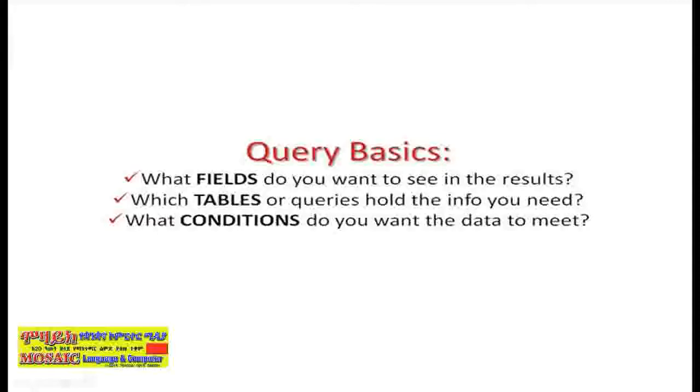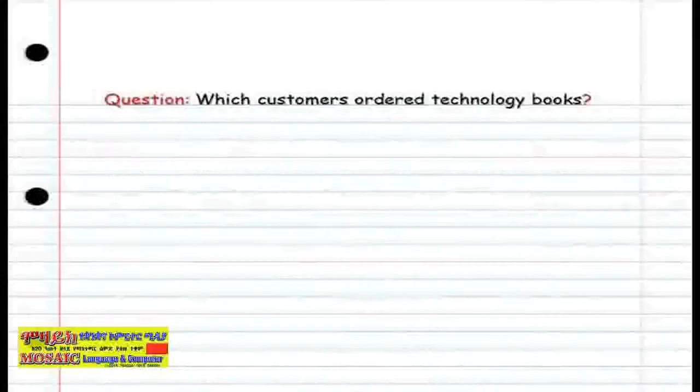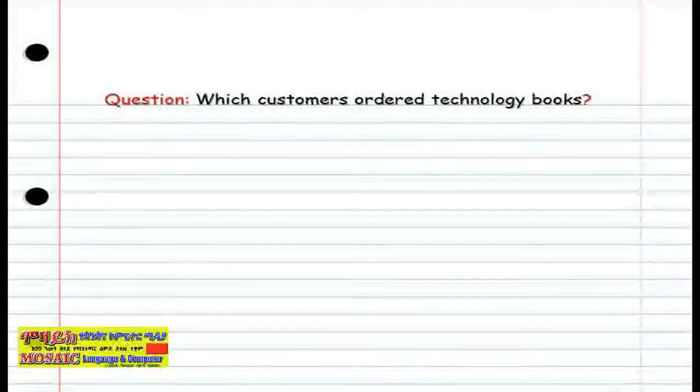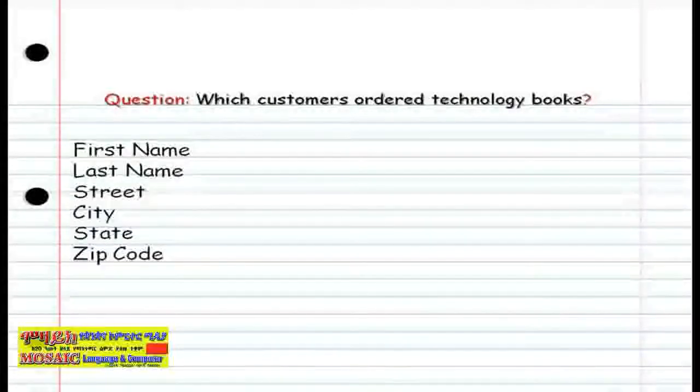Now let's plan this out on paper for our first question. Which customers have ordered technology books? We have a new technology series and we want to send these customers a coupon for the next book release. So let's start planning. First, we need to select the fields we want to see in our results. If we want to send coupons to our customers, we'd obviously want the customer's name and address fields. So the fields we will select are first name, last name, street, city, state, and zip. These are in the customer's table.